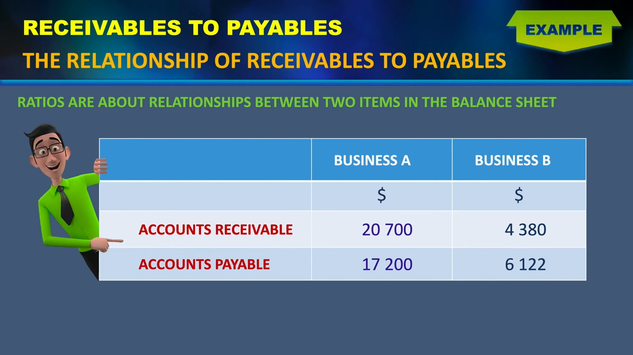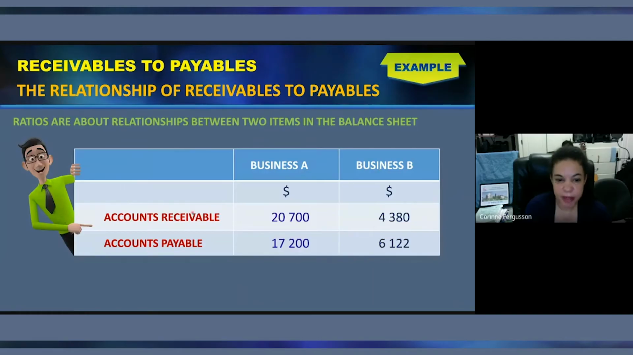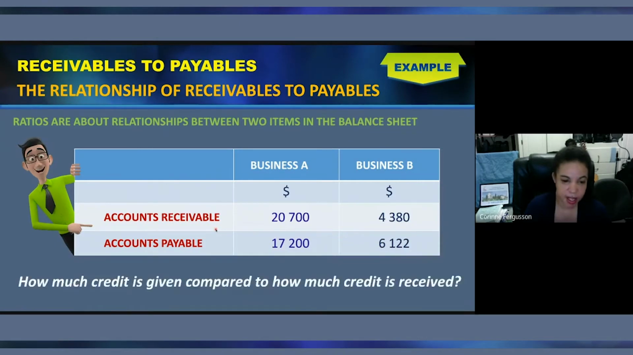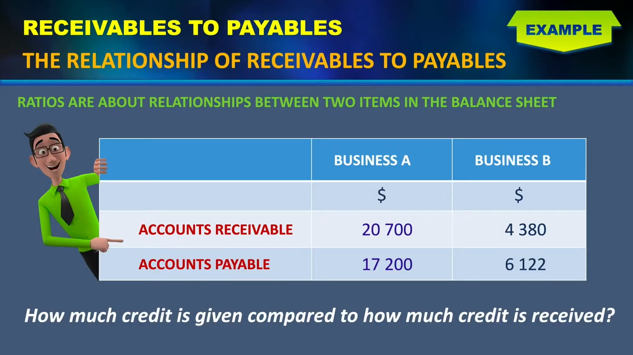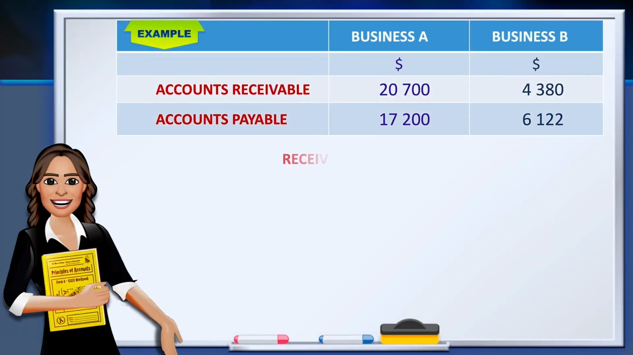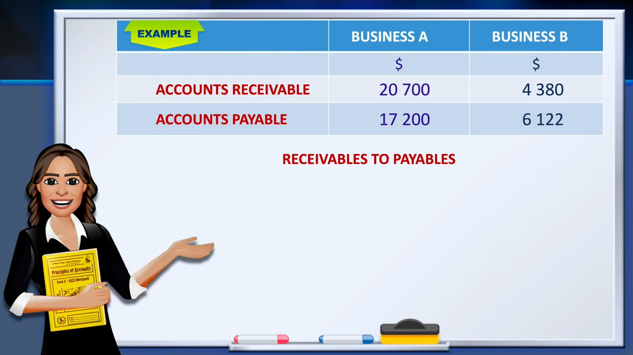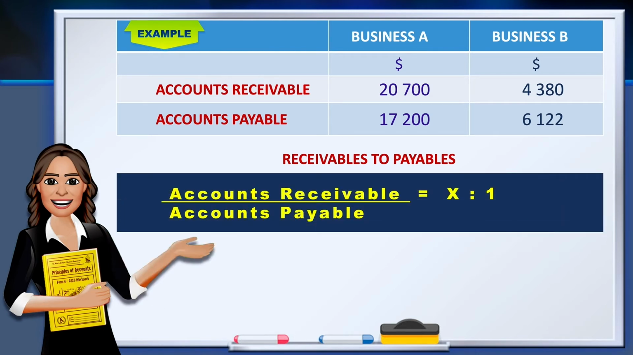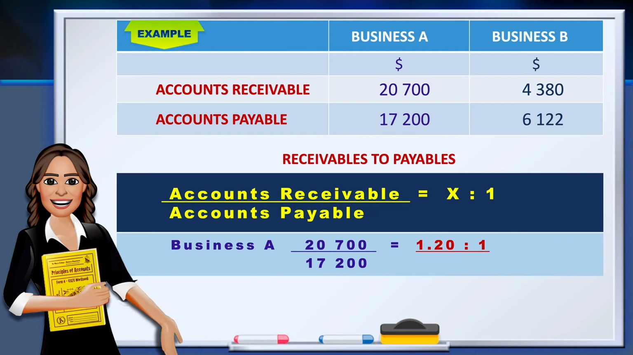So to do this ratio, we have the two businesses once again, but this time the information that we are given is the accounts receivable and the accounts payable. You're just going to compare how much credit is given compared to how much credit is received. We're going to calculate the receivables to payables ratio. Since, as I said, this is not in the syllabus, we're not going to spend too much time on it. It's a very easy ratio. You just plug in the receivables over the payable for each business.